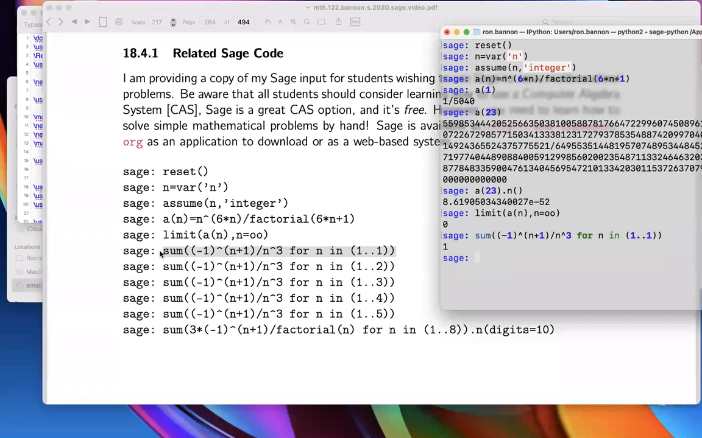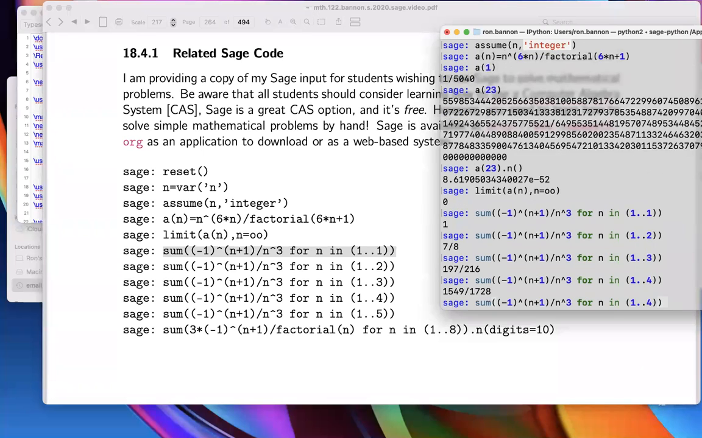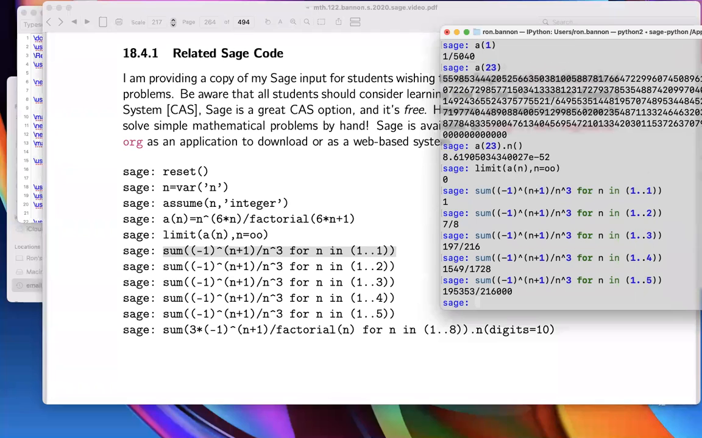All right, let's try for 1 to 2 then. I can probably just type over that, right? 7/8. Let's try n to 3. You get the idea what I'm doing, right? Just retyping, I'm moving up. And again, you could do this for as long as you like.